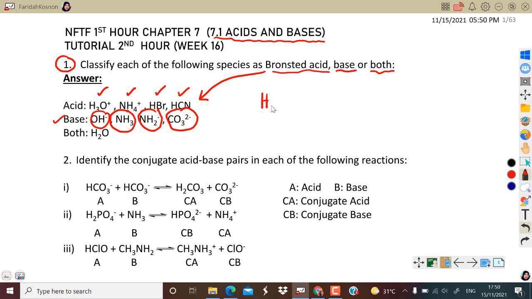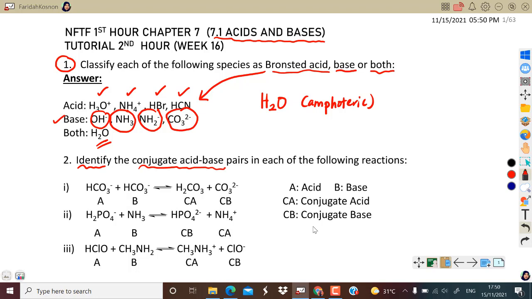Water molecule is amphoteric, where it can act as acid and base. So water has the ability to accept a proton from other substance, and it also has the ability to donate a proton. So water is classified as both, or amphoteric. Okay, next question. Identify the conjugate acid-base pairs in each of the following reactions.